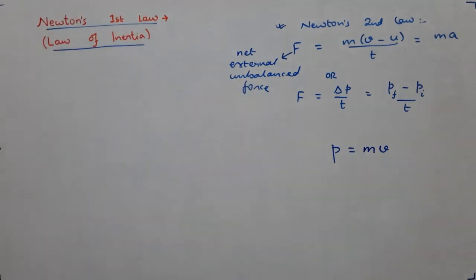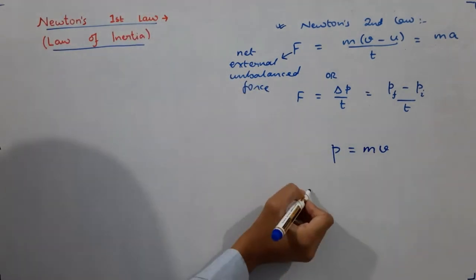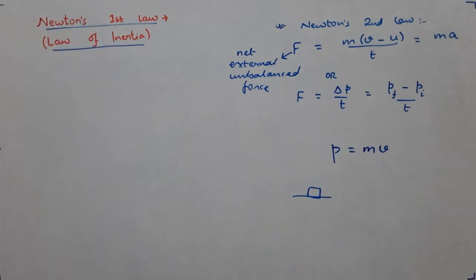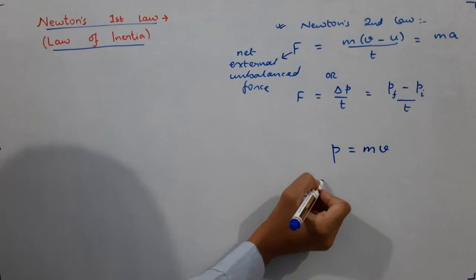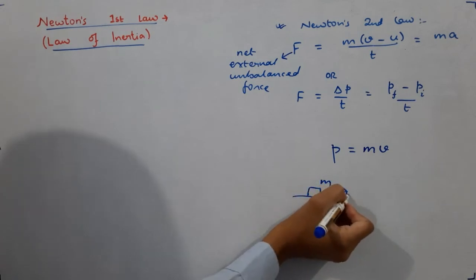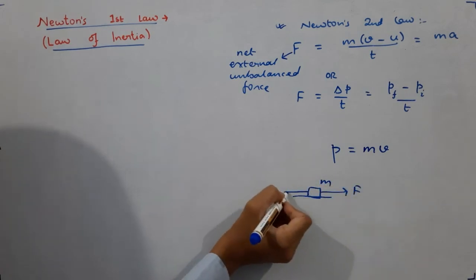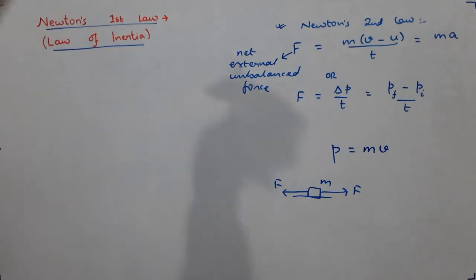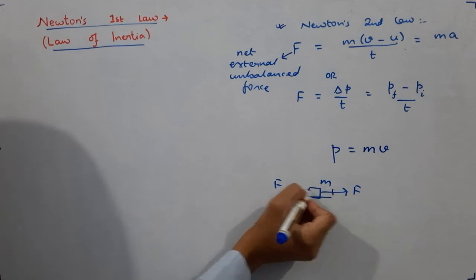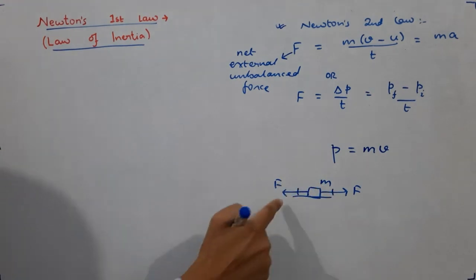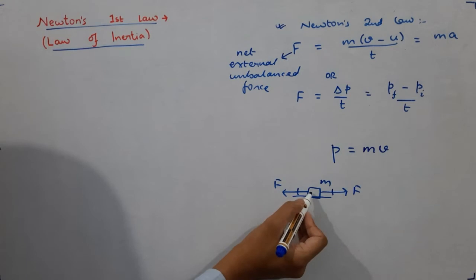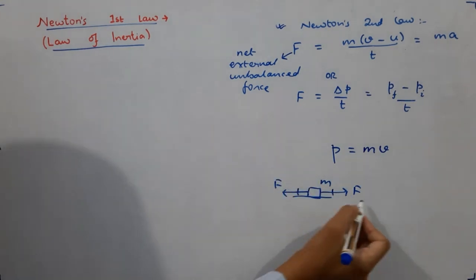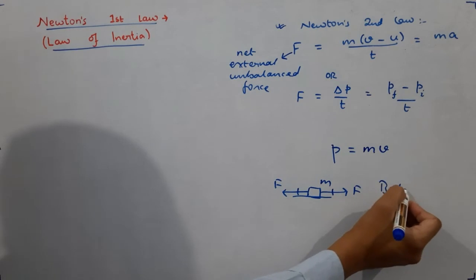What is the meaning of balanced and unbalanced force? Very simple example you can take. Suppose you have a body resting on a floor. This body has some mass. One person pulls it towards right with force F. Another person also pulls it with the same force F but in opposite direction. We say these two forces are in opposite direction and have equal value, so they will cancel, and therefore the body will neither move to right nor to left. Such a pair of forces is called balanced forces.